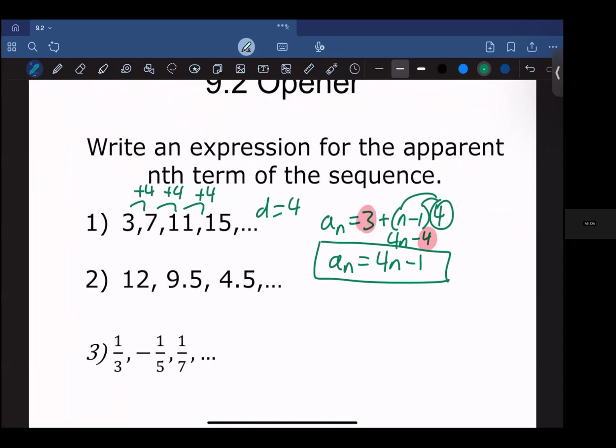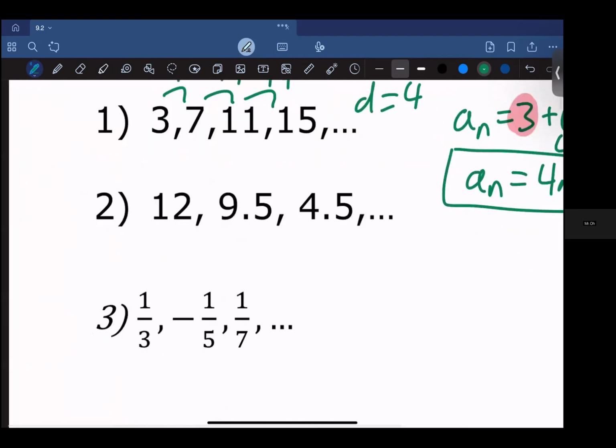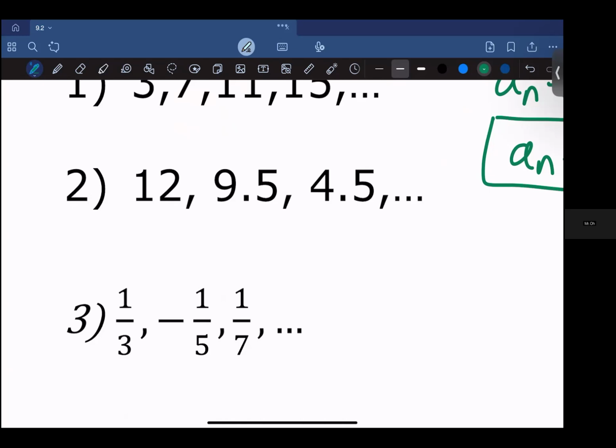There you go. Also, if you want to pause before I keep going, you can go ahead and try to solve these on your own. And then afterwards, maybe see if your answers match up with mine. Number 2. So these are gross decimals. I'm going to get rid of that. I don't like it. So why don't I do 24 over 2?